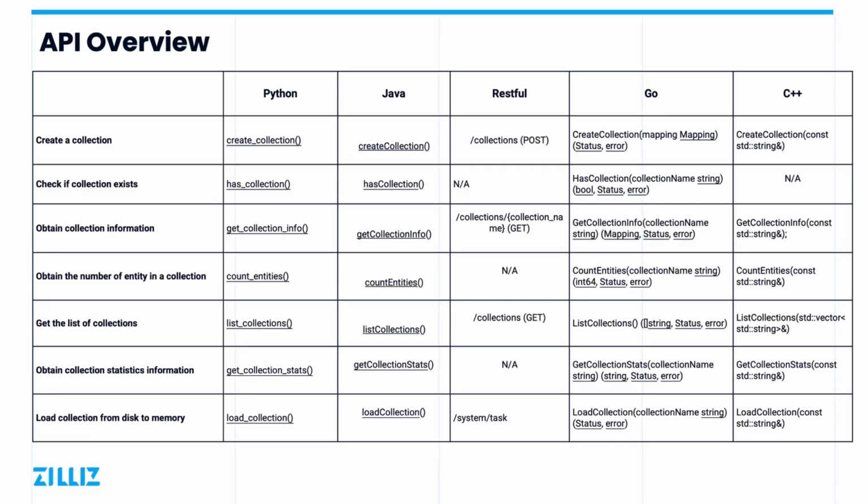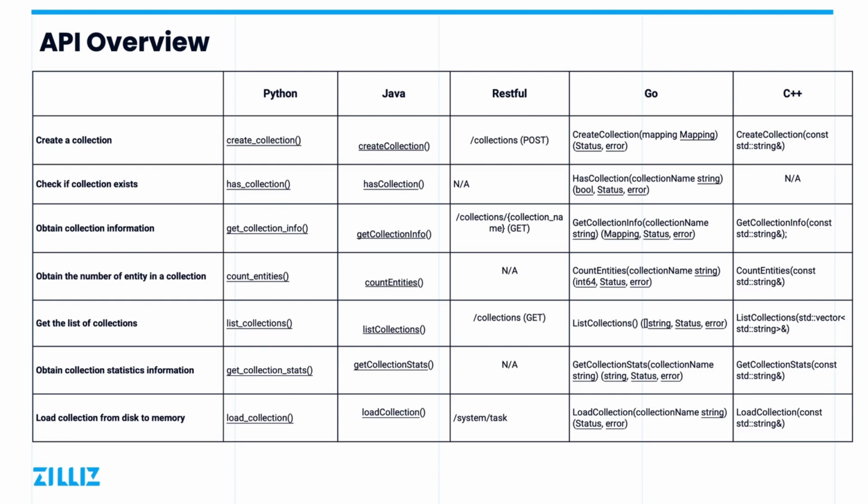Create collection is used to create a collection, which can be understood as a table in a relational database. This is the basis for all subsequent operations. HasCollection is used to see if the collection already exists within Milvus. If you try to create a collection that already exists or uses the same name, you'll get an error, so it's best to call this API call before creating a new collection.